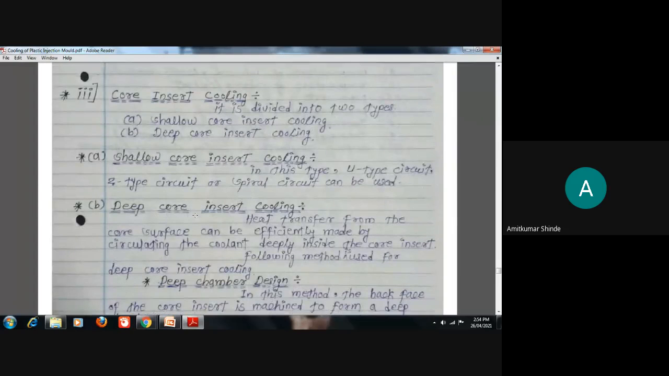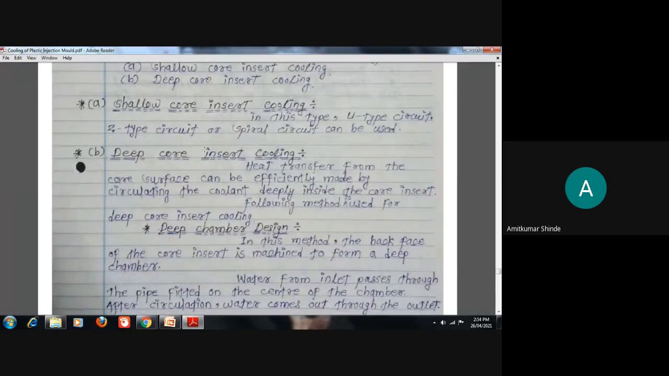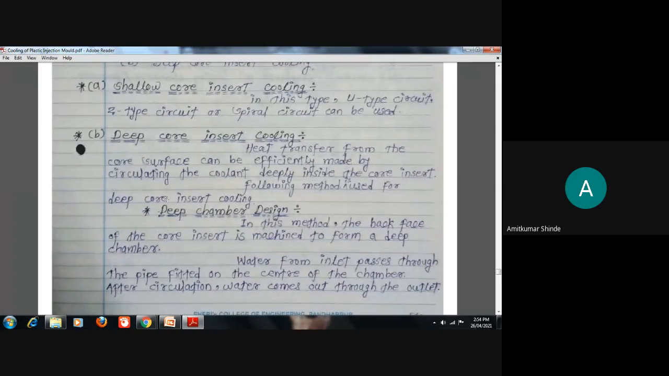Then the last type is core insert cooling. In core insert cooling, shallow core insert cooling or deep core insert cooling can be used. In shallow core insert cooling, we can use a U type circuit or a Z type circuit, which is also known as a spiral circuit. In deep core insert cooling, a deep chamber is designed and machined, and through that chamber the water is circulated.